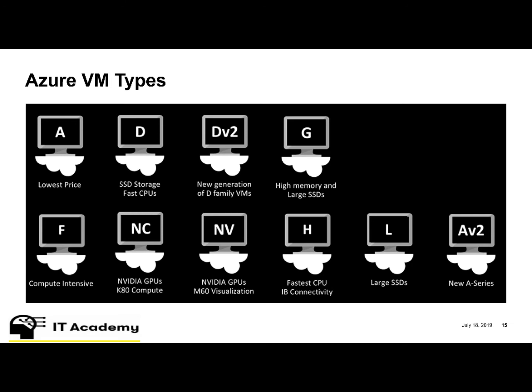The F family of computers are intended for compute intense workloads. That means they have a very high CPU to memory ratio. So if we need something that's got compute horsepower, F is probably what we're going to choose. There are two N families. So we have the NC and the NV families of virtual machines.